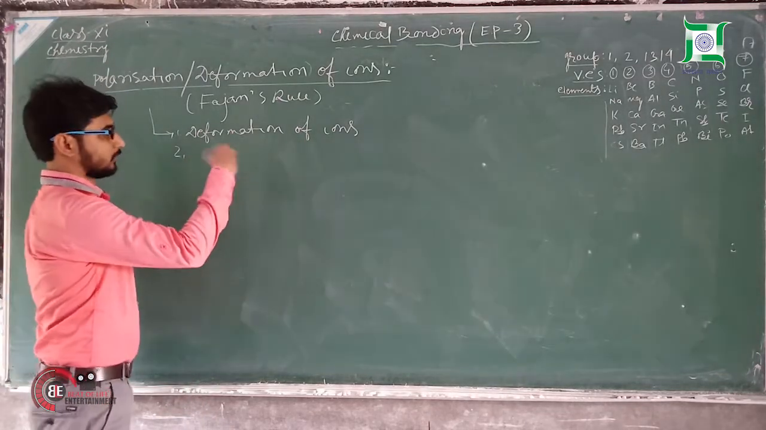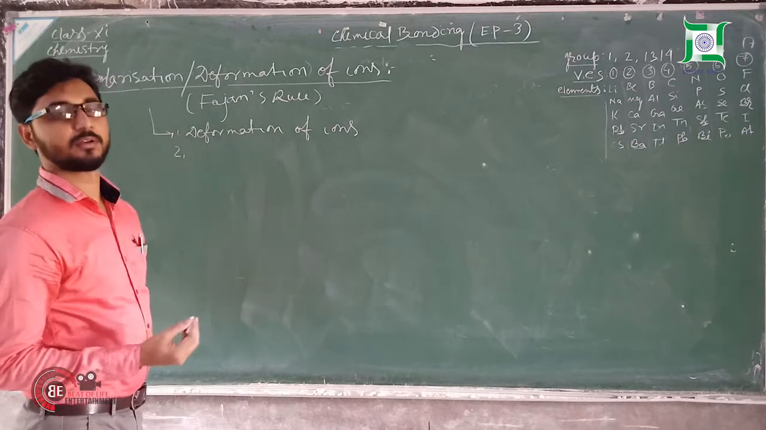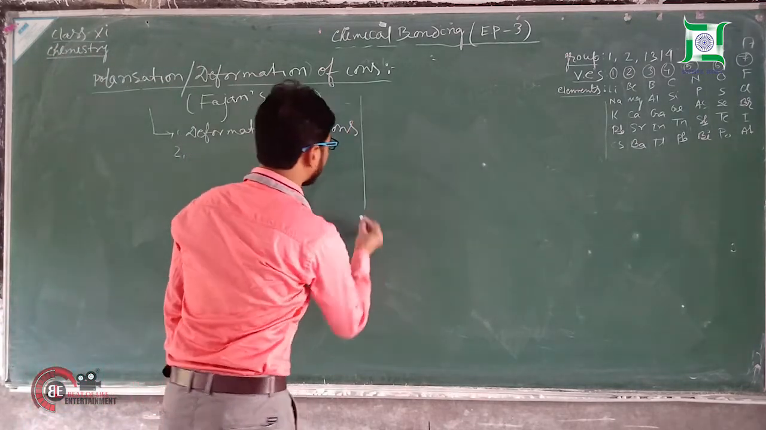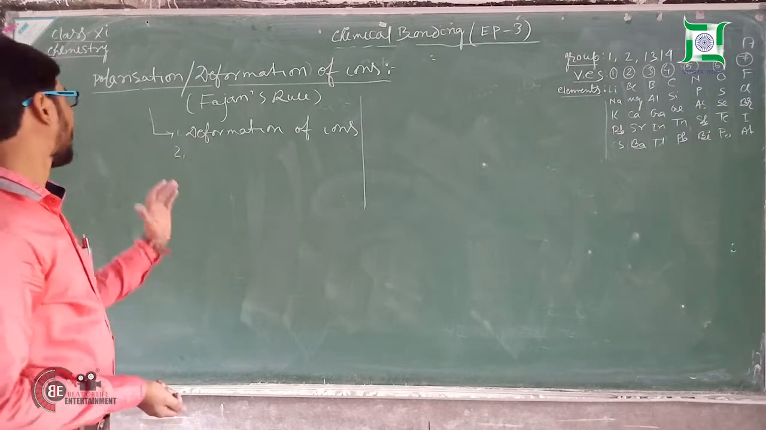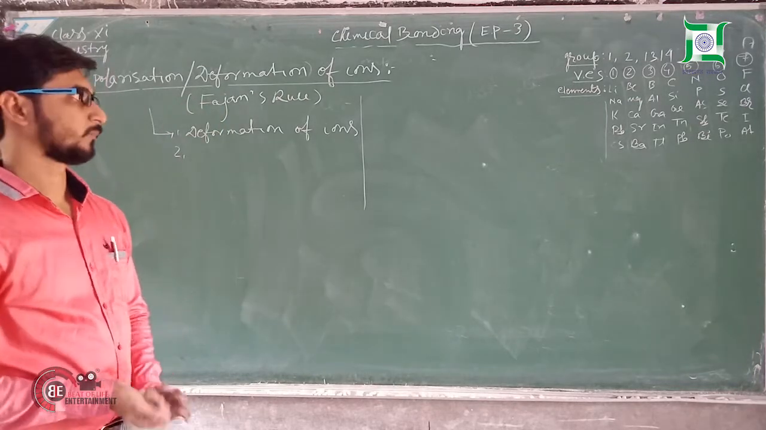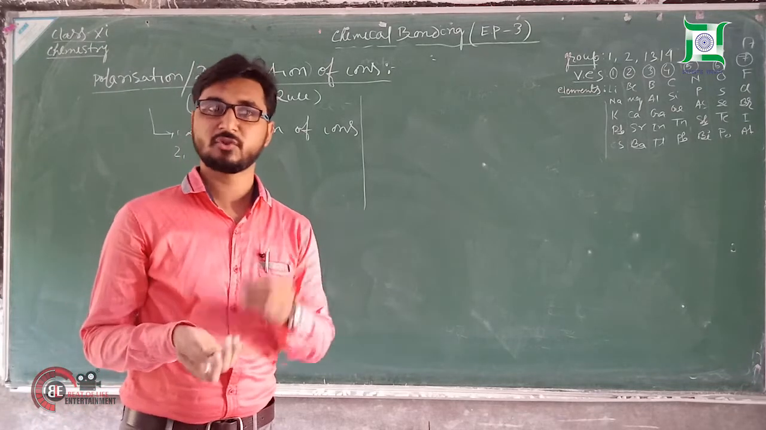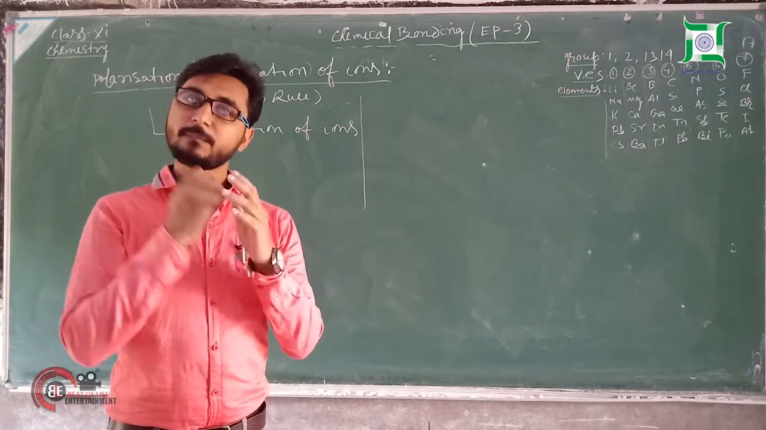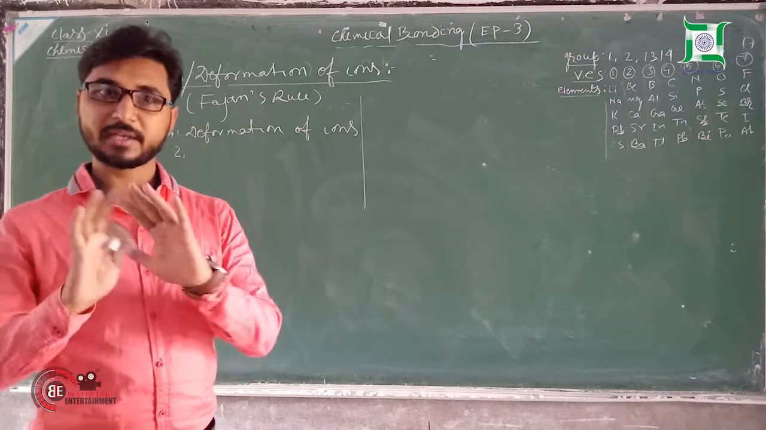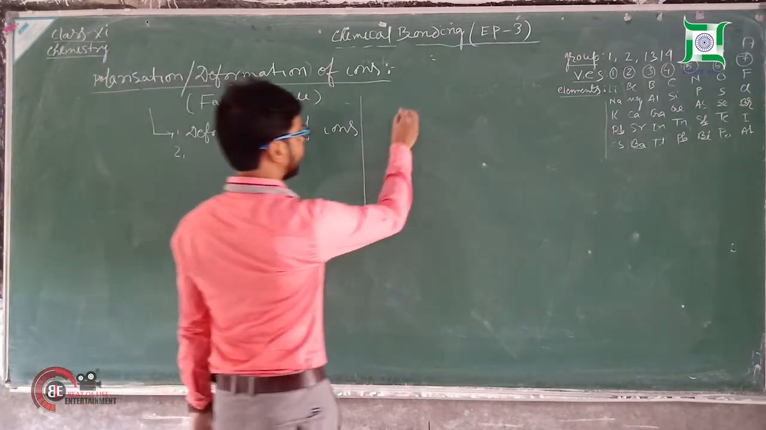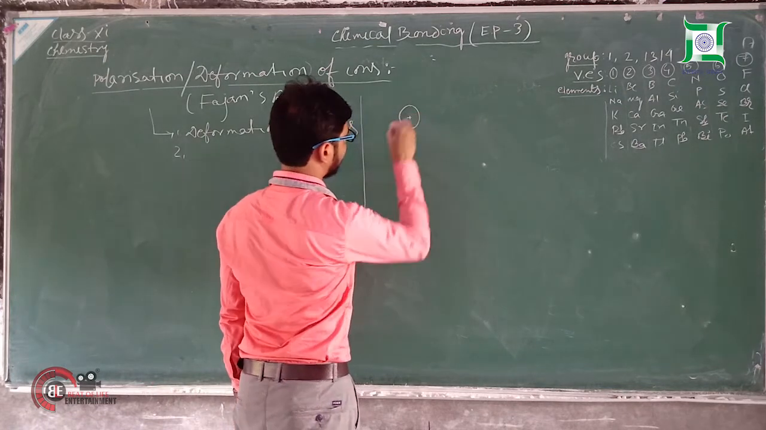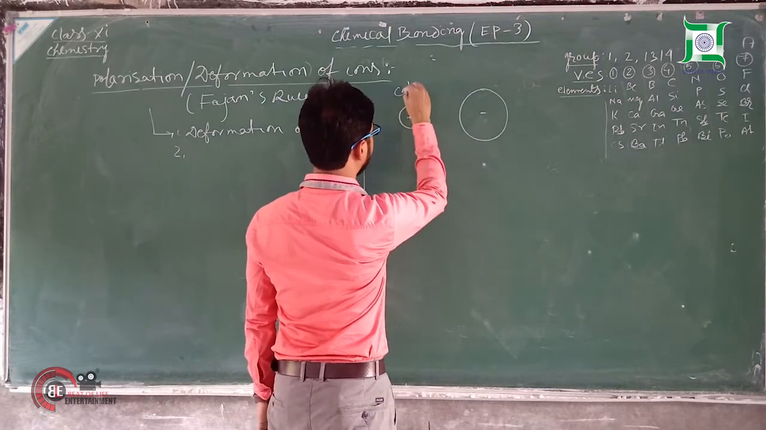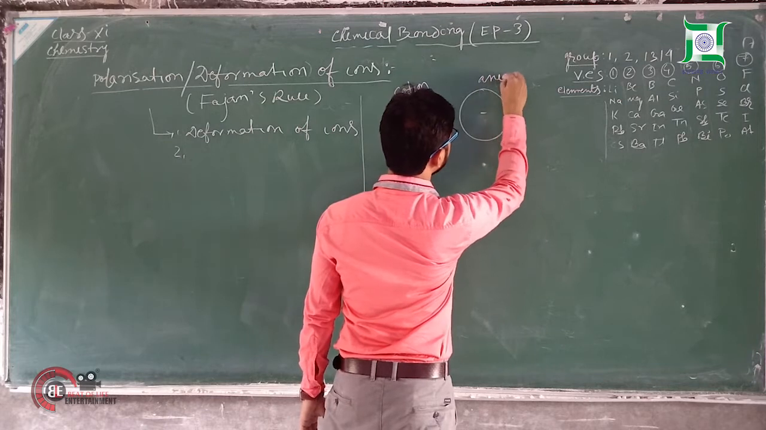Ions get deformed, ionic character decreases or covalent character increases. Now let us take a proper diagram to understand how polarization of ions takes place. As you know, when any cation or anion is free, then the electron cloud of that particular cation and anion is uniformly distributed. So let us take, this is a cation with positive charge and this is an anion with negative charge.